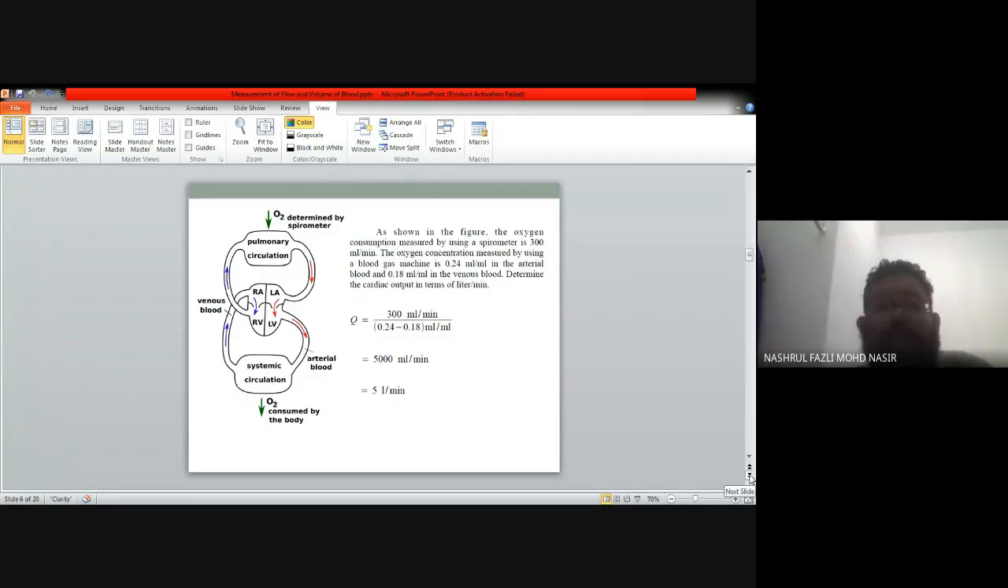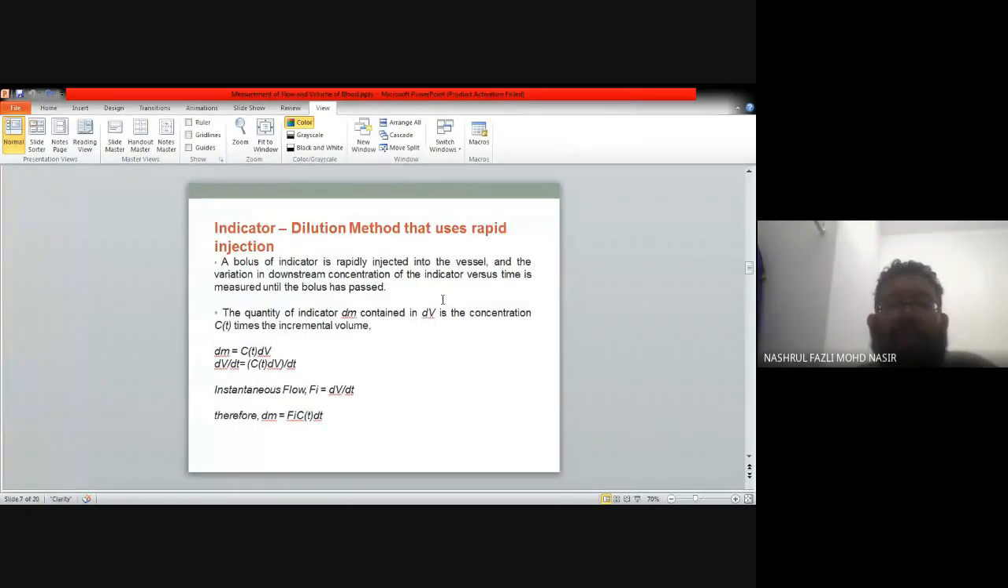It's a lot. So about the indicator in the dilution method, it uses rapid injection. There's continuous injection, and then the bolus. Bolus, if you still remember when you learned biology, is bit by bit, but it's rapidly injected into the vessel, and the variation in downstream concentration of the indicator versus time is measured until the bolus has passed.